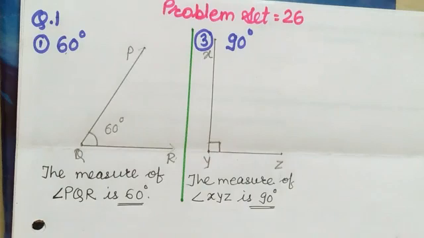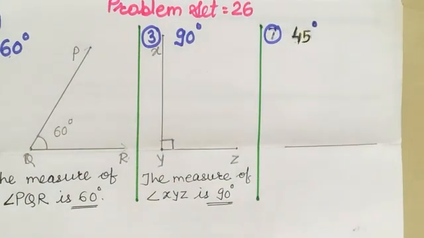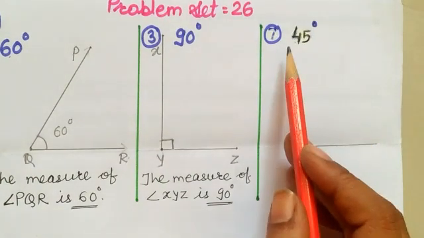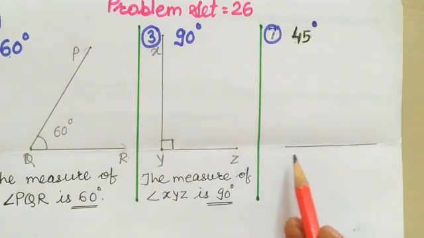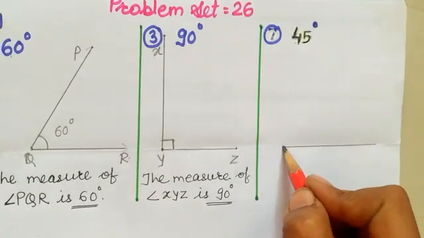90 degrees. Now students, let's see the last, the seventh example, where we have to draw an angle of 45 degrees. Here I have already drawn this base.